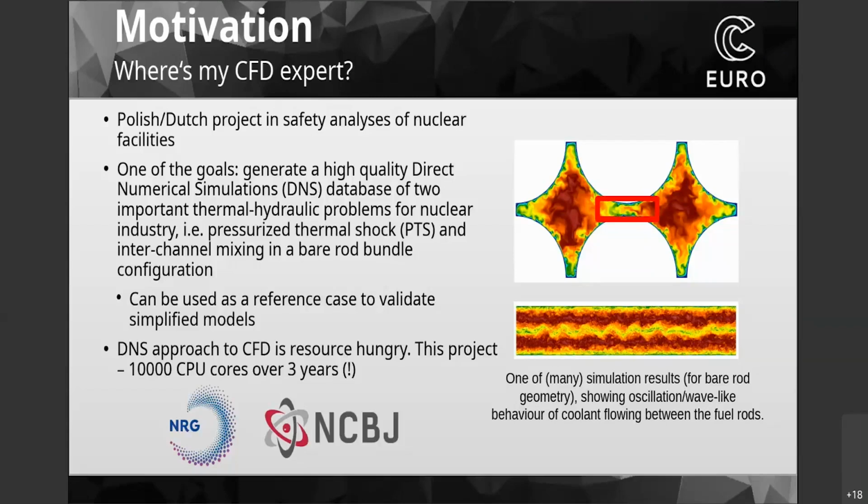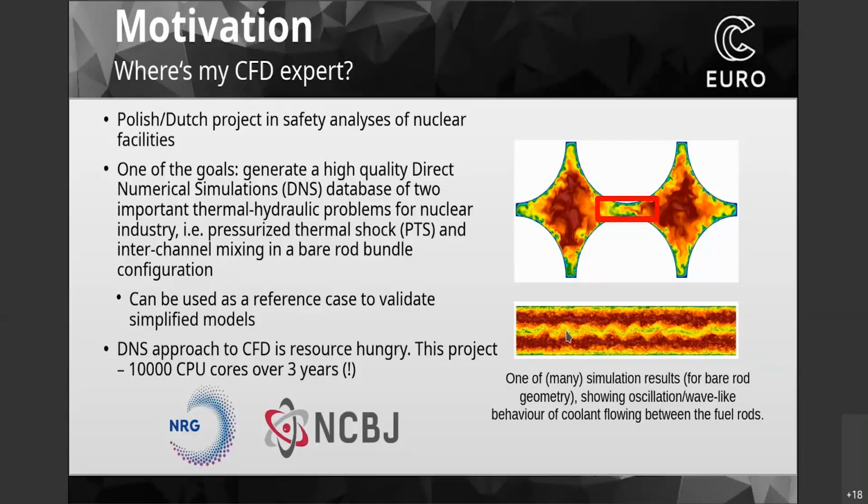some simplified simulation. The problem with this DNS approach to CFD is that it is a very resource-hungry approach. This project took about 10,000 CPU cores over 3 years. So this was very resource-consuming. And on these nice plots on the right side here, you can see one of many simulation results. These round white areas correspond to the rods, the nuclear fuel rods. This colorful maze here corresponds to fluid velocity.